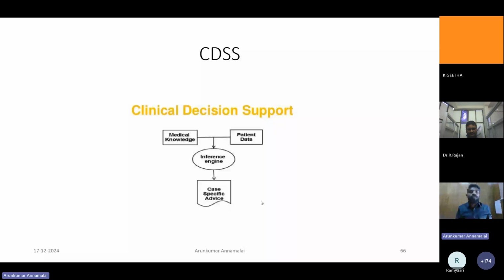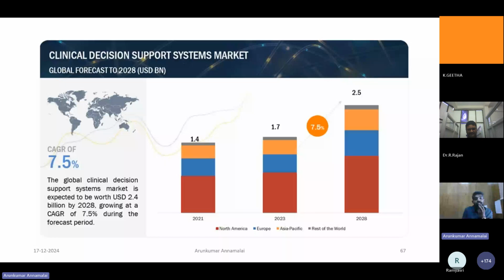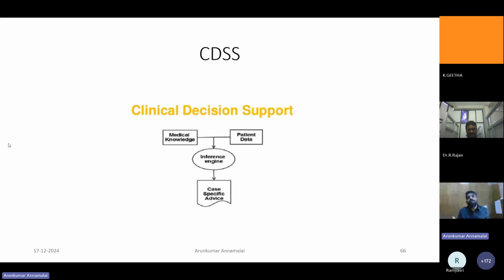The CDSS market is one of the fast growing markets, and by 2028 we are expecting $2.4 billion. So there's a huge talent gap in this. If you're an engineer trying to understand, with too many people in AI and data science, what is that one thing that I should specialize in?